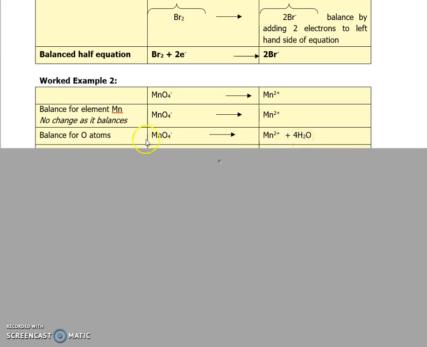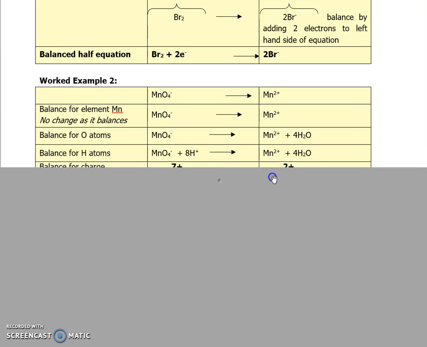So we've now balanced for manganese and we've balanced for oxygen. But we've now created a problem by introducing another element, which is hydrogen. We've now got 8 hydrogens on the right hand side. So to compensate for that, we add 8 protons on the left hand side. Now you can see that our atoms are balanced: 1 manganese, 1 manganese, 4 oxygens, 4 oxygens, 8 hydrogens, 8 hydrogens.